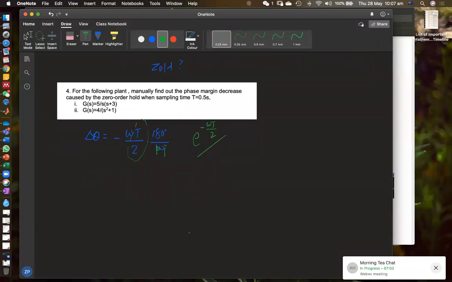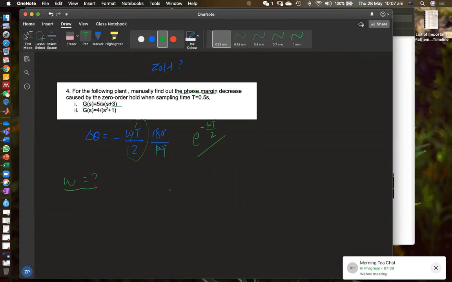So then we need to do the calculation. Firstly, we have to find where this omega is. Okay, omega is what? We look at this plan, where is the phase margin? So we need to know where the bandwidth is, right? So where is omega? This is our bandwidth of this system.